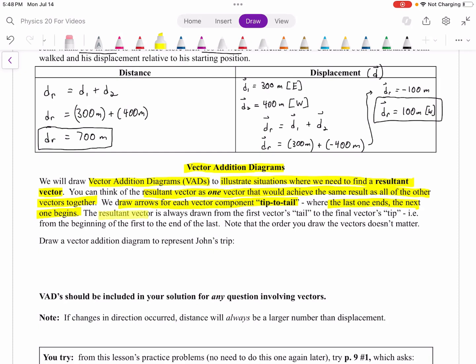To find the resultant then, we always just draw an arrow from where we started to where we finished. So from the first vector's tail to the final vector's tip, right? From the beginning of the first to the end of the last.